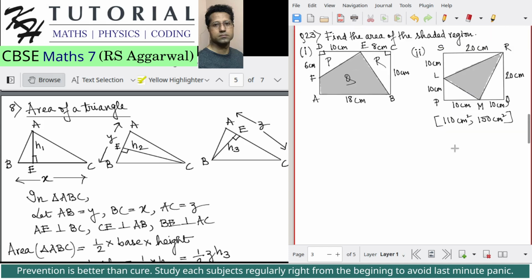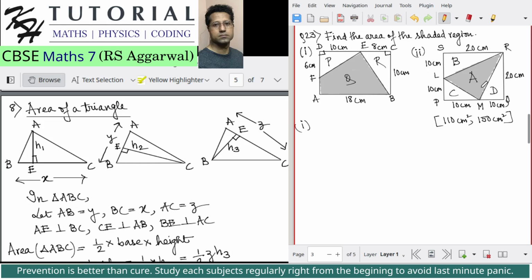Okay, let's solve part 2. Now in part 2 also, as you can see, the shaded region is a triangle, but we do not know what will be the base and height of the triangle of the shaded region. Let's say this shaded region is A, and let's say this white triangle be B, and this be C, and this be D.